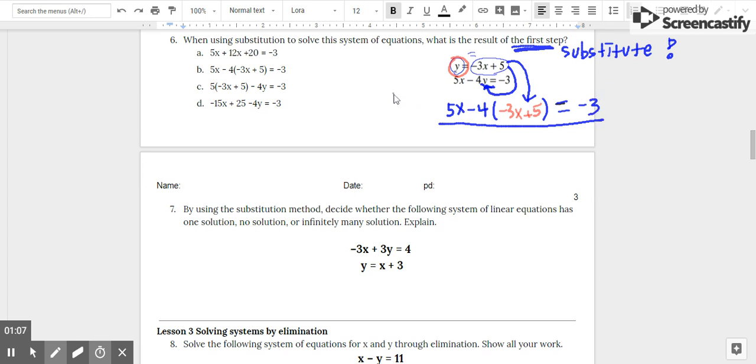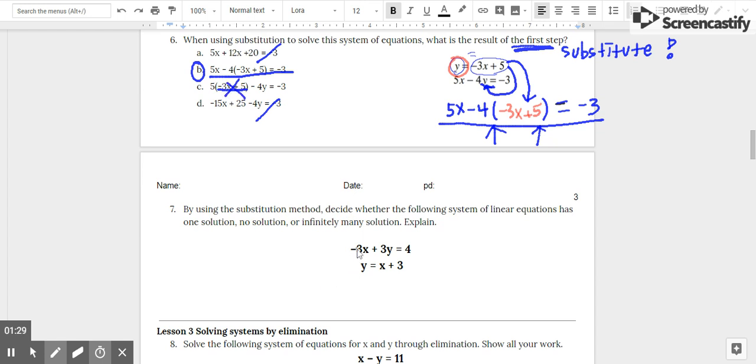So which one is the answer? B is the answer. You should see the grouping symbol because we didn't use the distributive property yet. So that's not the answer. You're plugging in negative 3x plus 5. You're substituting it for y, not for x, right? So this shouldn't be the answer.